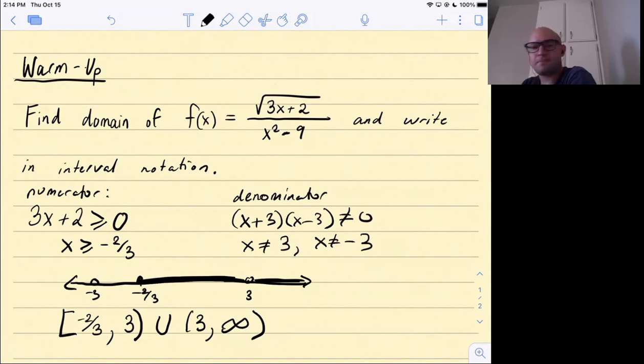Nice. And this type of math is really just getting comfortable with the language. You're not really solving much, you're just getting comfortable talking about these different types of objects and what things you're allowed to plug in and how to express it as an interval. Are there any questions for any part of this warm-up?